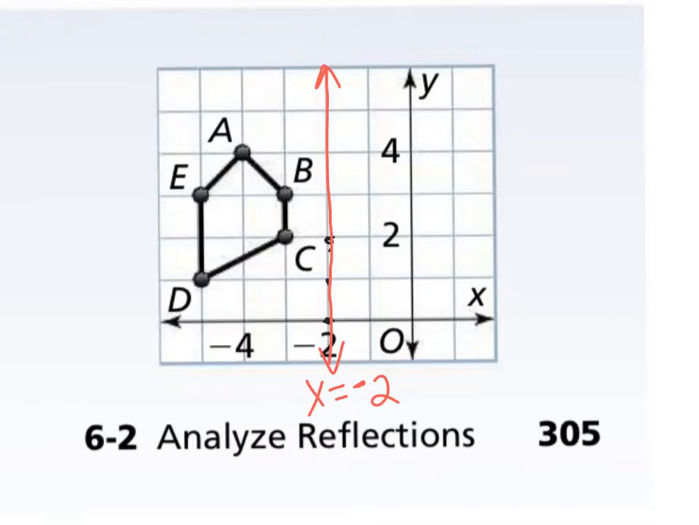When we reflect it, it's going to be 2 units to the right. B starts out 1 unit to the left. It's going to go 1 unit to the right. C is 1 to the left, would go 1 to the right. D is what? 3 to the left is going to go 3 to the right. Make sure you put your primes on these. And E is 3 to the left is going to go 3 to the right as well.